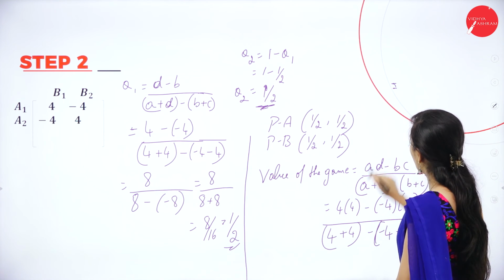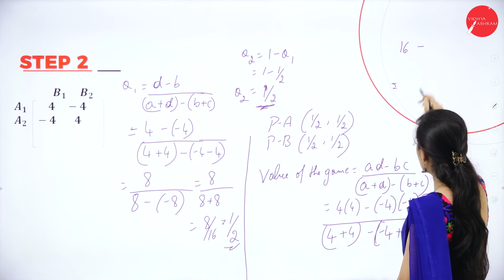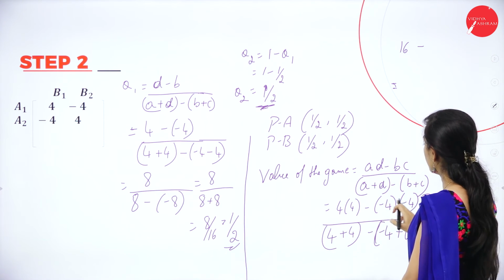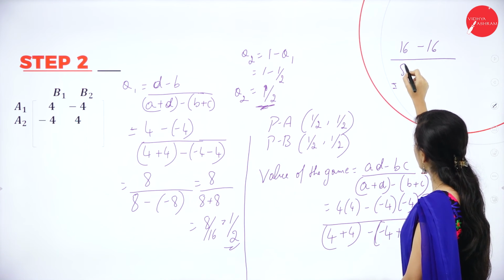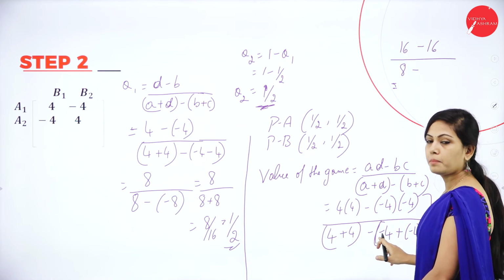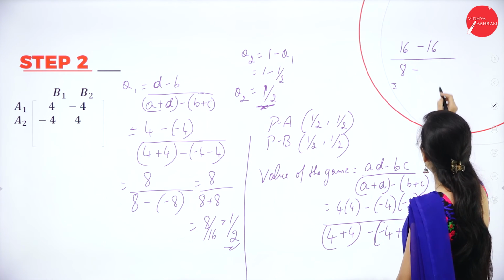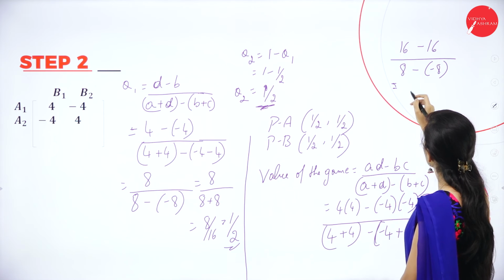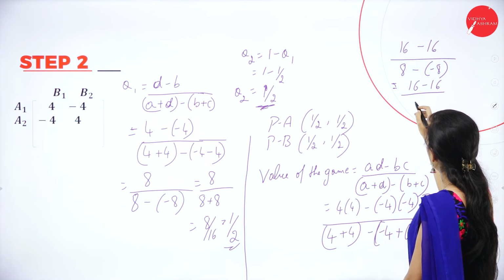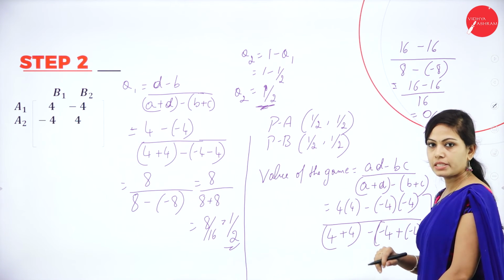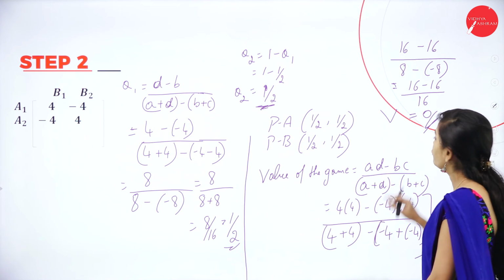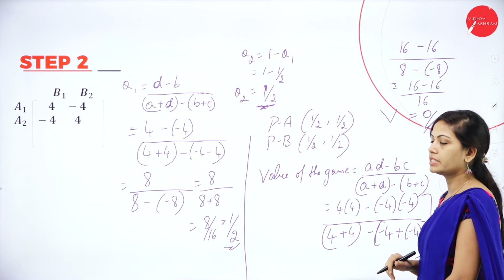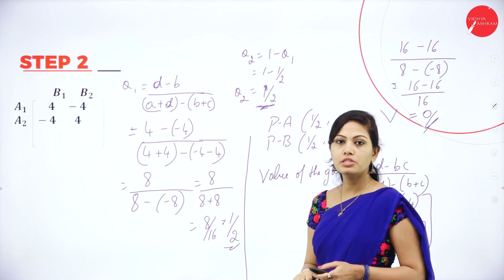That is 4 into 4 is 16 minus 4 into minus 4, minus into minus plus, that is 16 plus 16... so 16 minus 16 divided by 4 plus 4 is 8 minus 4 plus minus 4, that is minus 8. So 16 minus 16 by 16. So it is 0. Clear? So 0 by 16 is equal to 0. So here value of the game is equal to 0. Clear? Here we got the value of the game is equal to 0. So this type of questions you can expect.